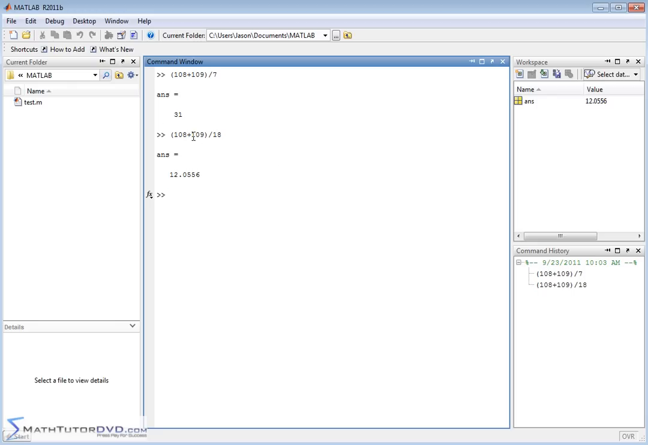So far it doesn't seem that MATLAB really understands fractions or fraction simplification, because if you look at this, 108 plus 109 over 18, or we can just take an easier example. Let's do something like 22/36. This is a fraction we know can be simplified. We know we can divide top and bottom by 2. But when I put it into MATLAB, it always gives me a decimal.